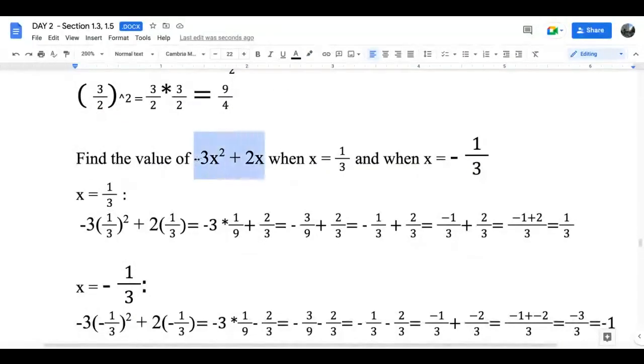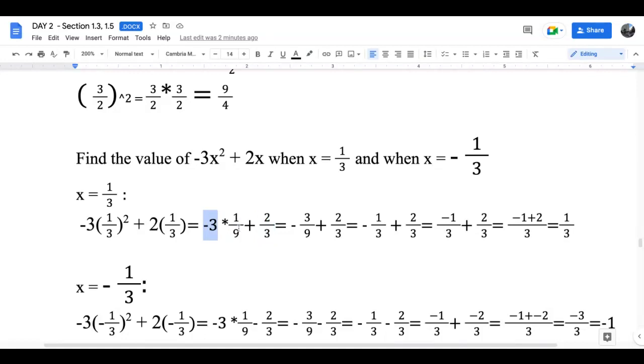Well, this one is a little bit complicated. This one is negative 3x squared plus 2x. Now we want to calculate x equals 1/3 and x equals negative 1/3. First, let's see x equals 1/3. We just plug in. So we get negative 3 times (1/3) squared plus 2 times 1/3. Again, 1/3 squared is 1 over 9, because 1 squared is 1, 3 squared is 9. Then 2 times 1/3 is 2 over 3.